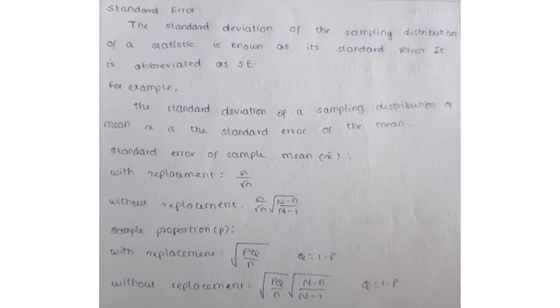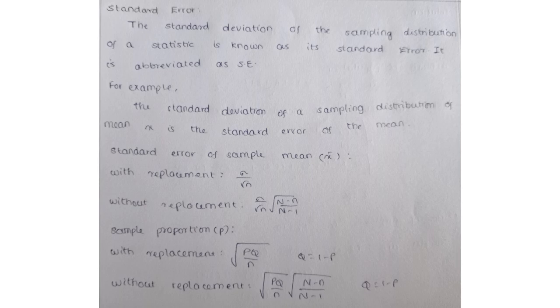Now let's see the formulas. Standard error of sample mean: in case of with replacement, it is sigma by root n, and in case of without replacement, it is sigma by root n into root over (capital N minus small n) by (capital N minus 1). For standard deviation of sample proportion, it is root pq by n for with replacement, and root pq by n into root over (capital N minus small n) by (capital N minus 1) in case of without replacement.